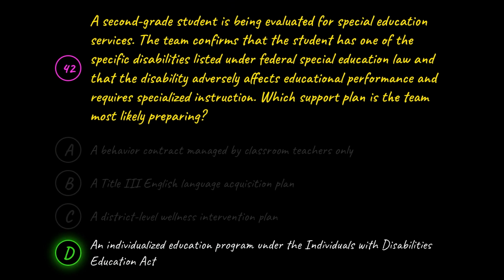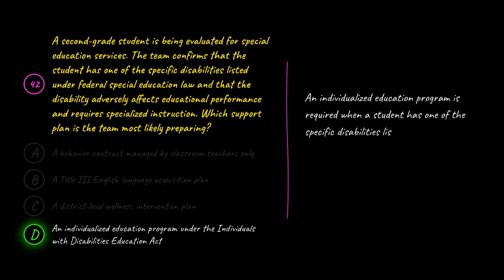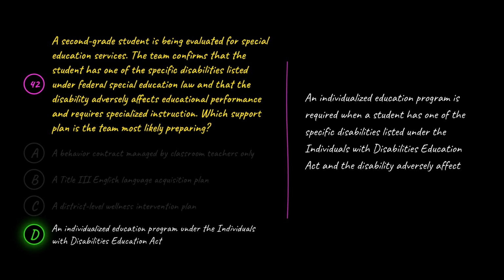The correct answer is D, an individualized education program under the Individuals with Disabilities Education Act. D is correct because an individualized education program is required when a student has one of the specific disabilities listed under the Individuals with Disabilities Education Act, and the disability adversely affects educational performance, requiring specialized instruction. The team's findings match the eligibility criteria directly.